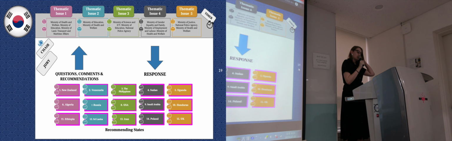So after the national report, we have 2 rounds of the review. In the first round, each recommending state will pose their advanced question to the state under review. The recommending state has 1 minute to present this question. On day 1, for instance, with South Korea, New Zealand would be the first state to present their advanced question to the ROK regarding the rights of persons with disabilities.